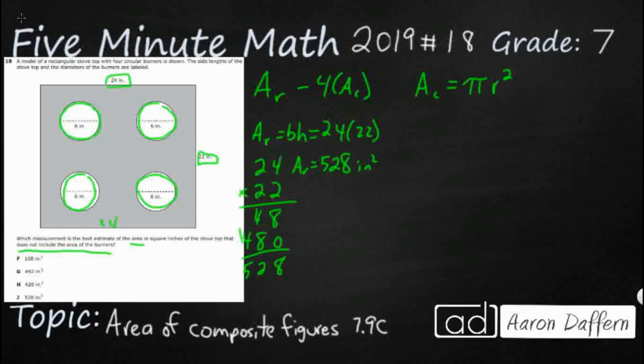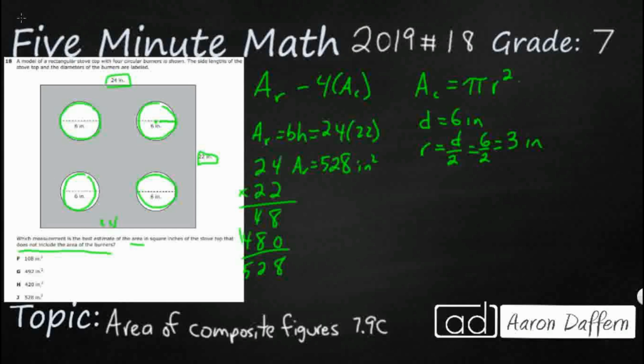The radius is from the middle to the side. What they gave us is the diameter. The diameter is 6 inches. That's from one side to the other through the center. But we know that the diameter is double the radius, so the radius is half of your diameter. So if that is 6, then that means our radius is going to be 3 inches.